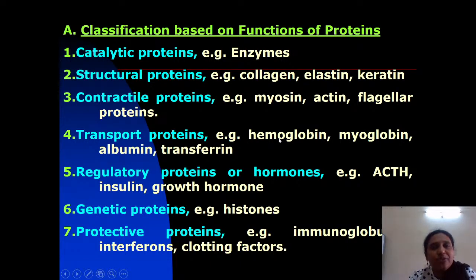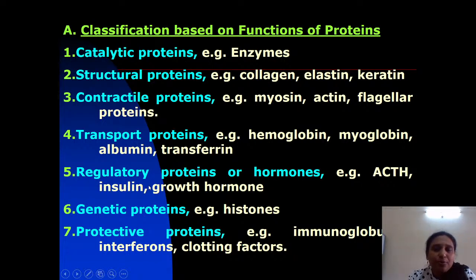Hemoglobin helps in the transport of gases, oxygen and carbon dioxide, and albumin helps in the transport of some compounds, especially those insoluble in blood, which are transported in the blood along with the albumin. Transferrin is a transport protein that helps in the transfer of iron.